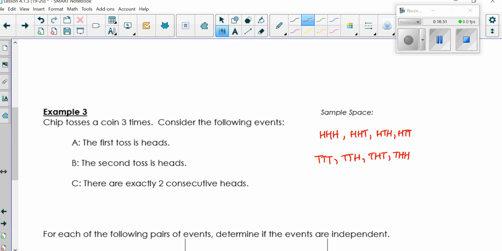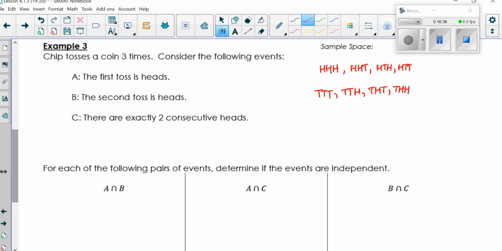Okay, so there's my total of 8 outcomes. It says consider the following events. A is that the first toss is heads, B is that the second toss is heads, and C is that there's exactly 2 consecutive heads. For each of the following pairs of events, determine if the events are independent.